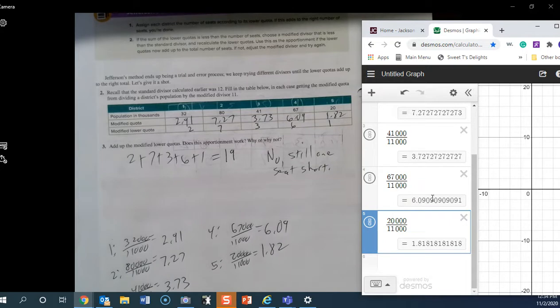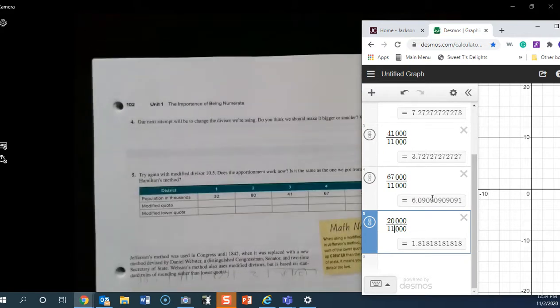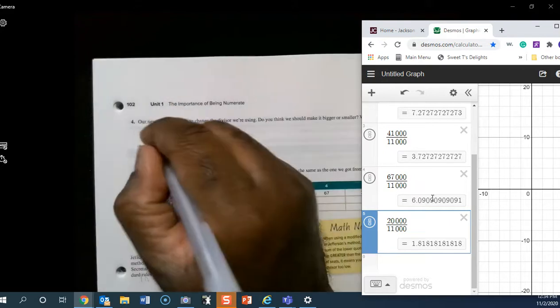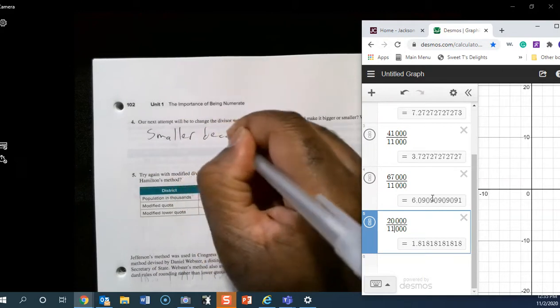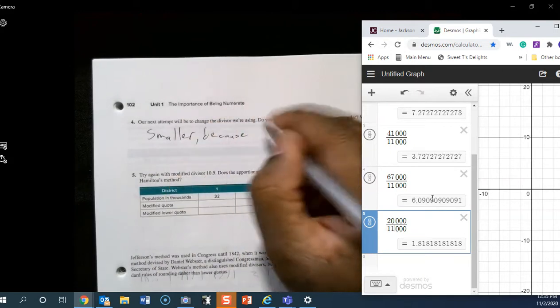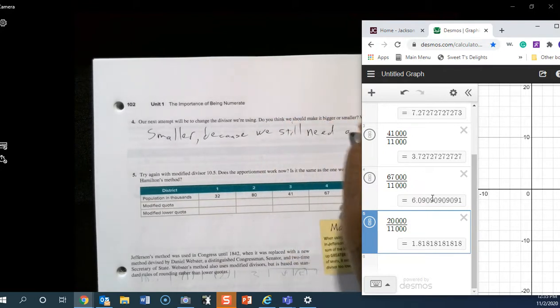All right. So now that we know we're 1 seat short, that means that our divisor has to get even lower. So we will go here to number 4. Now with number 4, it says our next attempt would be to change the divisor we're using. Do you think we should make it bigger or smaller? And the answer would be smaller. And that is because we still need an additional seat.